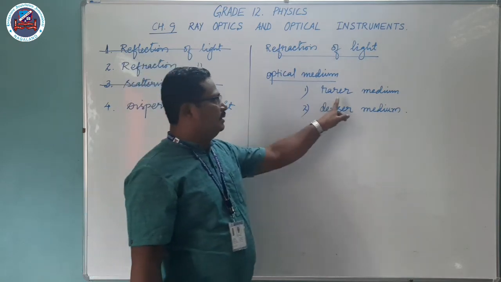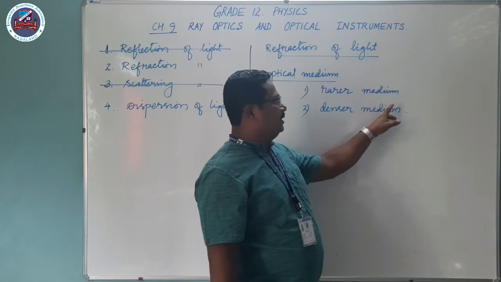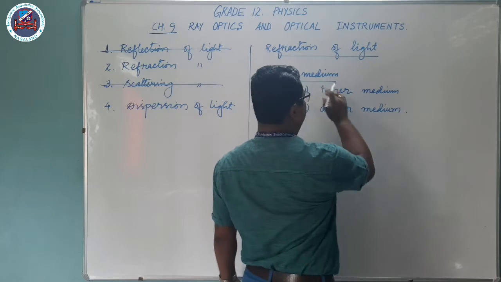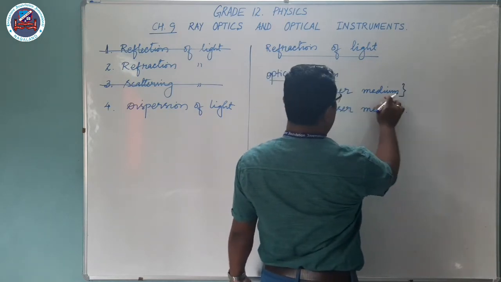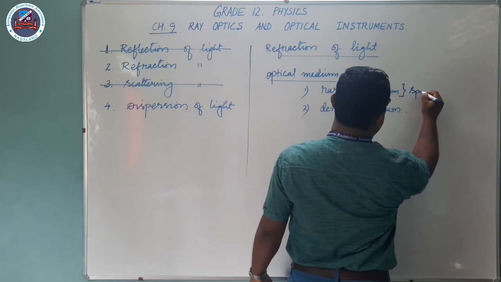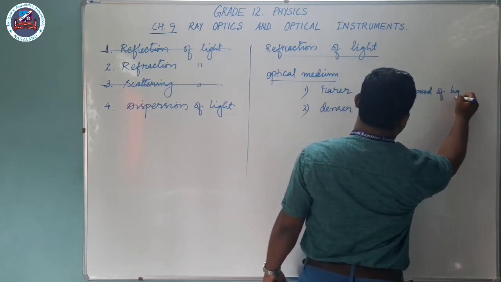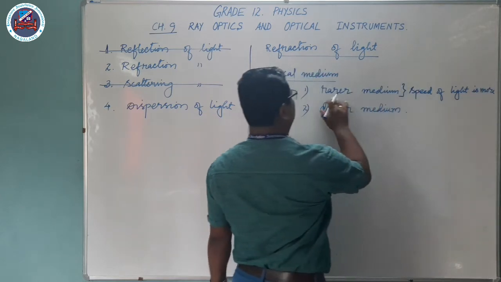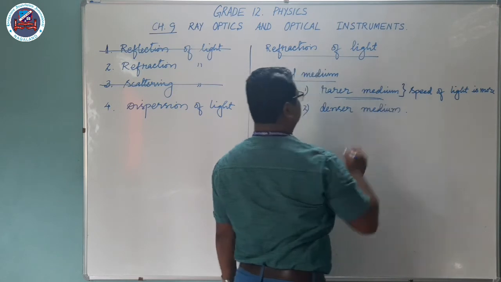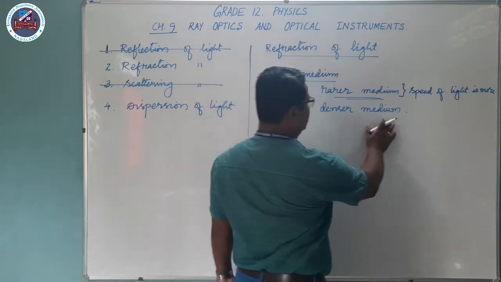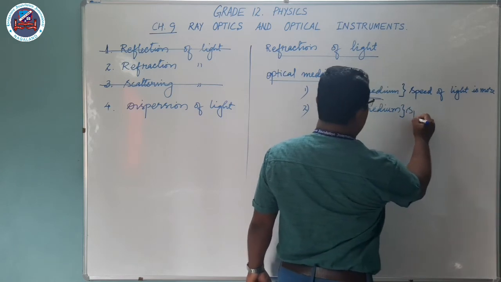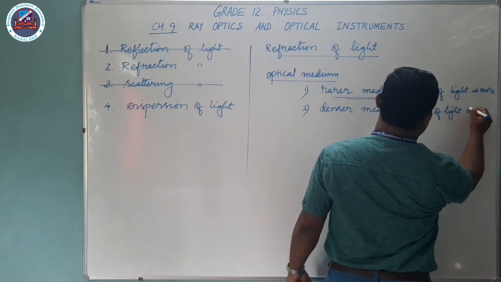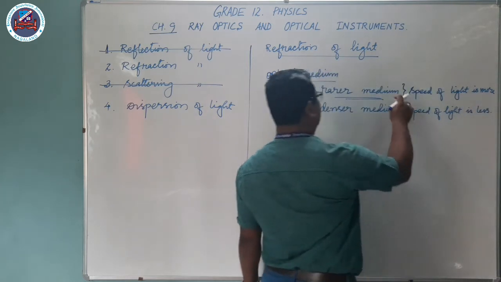Here it says that if light travels faster in a medium, that medium is taken as rarer medium. Now, for optical medium, in rarer medium, speed of light is more. Then that medium will be called optically rarer medium. The same way when we talk about denser medium, in this medium, speed of light is less in comparison to the other medium.